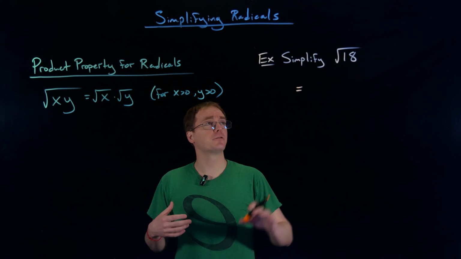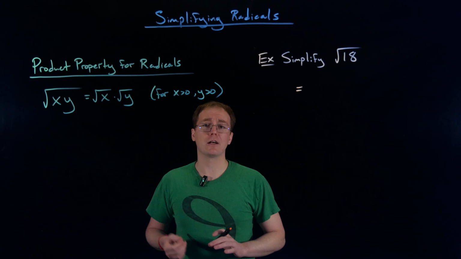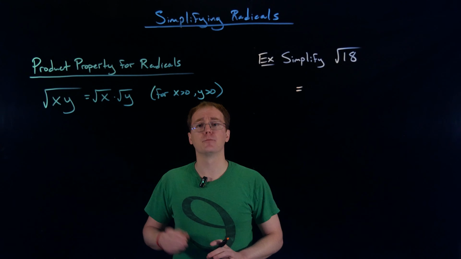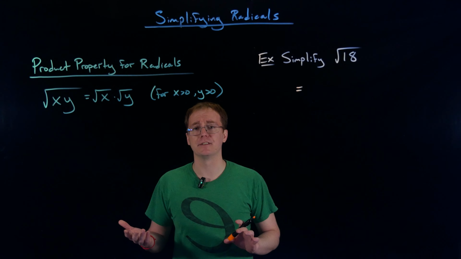And it might be helpful, especially for larger numbers than this example, to list out some of those perfect squares or perfect cube roots if you're working with that type of radical, and then you can reference those as you're trying to figure these numbers out.